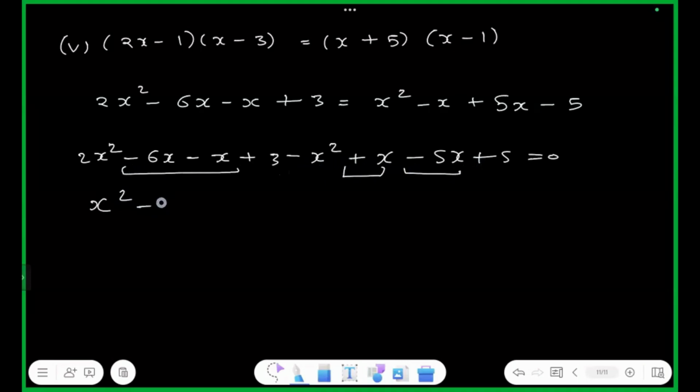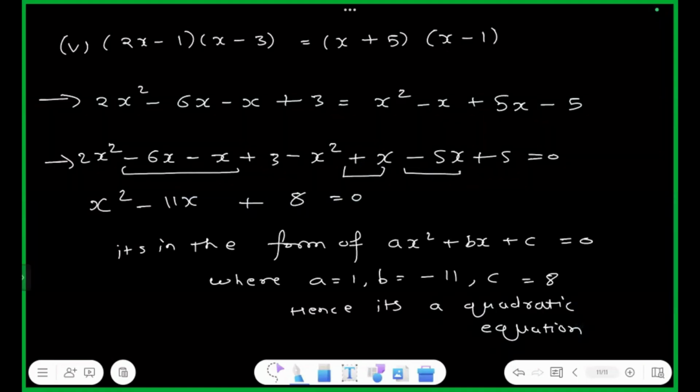Minus 12x plus x, so minus 11x. Minus 12x was there, from minus 12x we get plus x. So minus 11x plus 5 plus 3, so 8 is equal to 0. So it's in the form of ax square plus bx plus c is equal to 0, where a is equal to 1, b is equal to minus 11, and c is equal to 8. Hence, it's a quadratic equation.